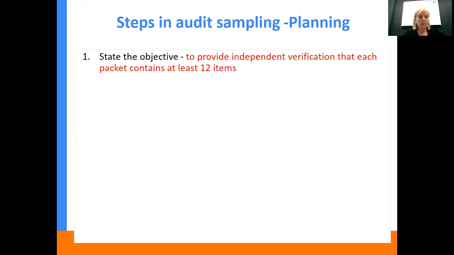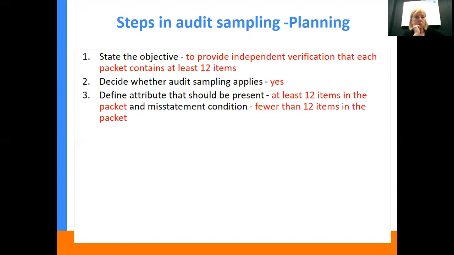Okay, so let's just recap, and you have to excuse this because I'm still talking about the Ovaltine chocolates in the PowerPoint slides, but I'm going to change those items to 100. So our objective here was to provide independent verification that each packet of paper clips had at least 100 items in it. We decide whether audit sampling applies. Yes, it did, because we didn't want to test them all. Define the attribute that should be present, at least 100 items in the packet, and a misstatement condition is fewer than 100 items in the packet.